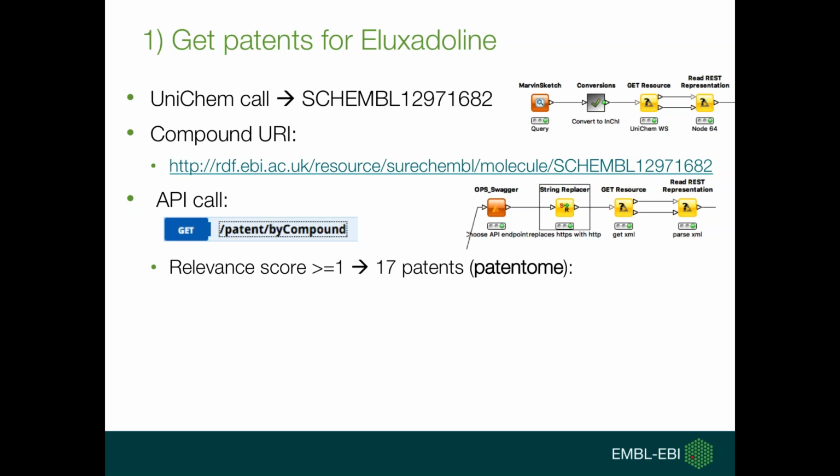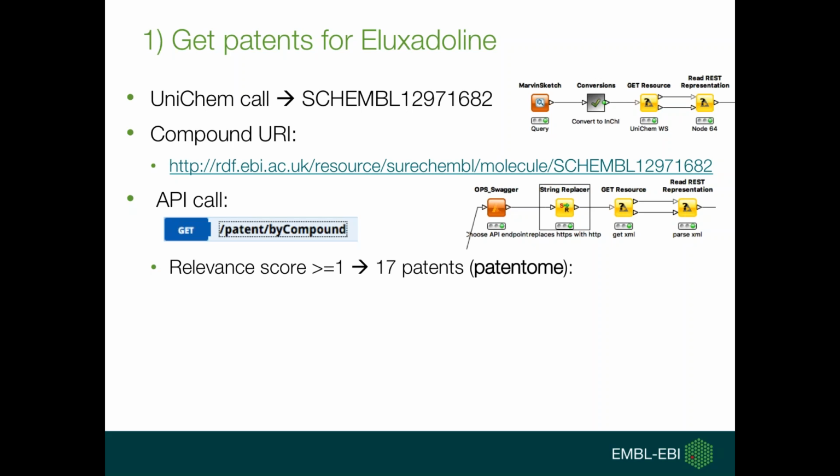It's our universal compound resolver. What UniChem will do is match the structure to a database ID, in this case SureChEMBL. So the ID for this particular structure of Viberzi is SureChEMBL 12971682. Once I have this compound ID, I can form the URI and provide it to the API, in particular the patent by compound call, and I can get back all the patents that mention or contain this particular compound.